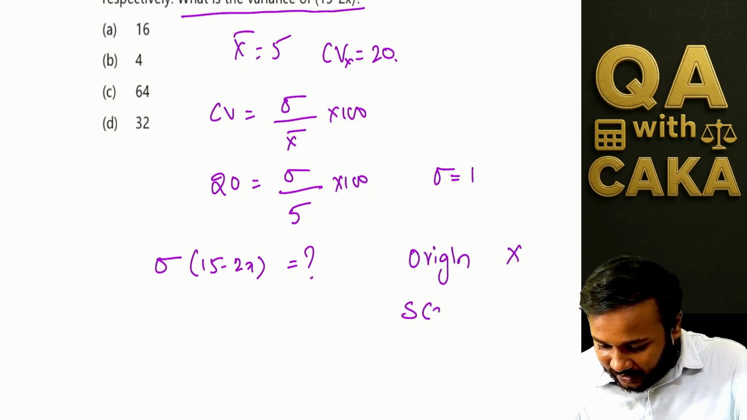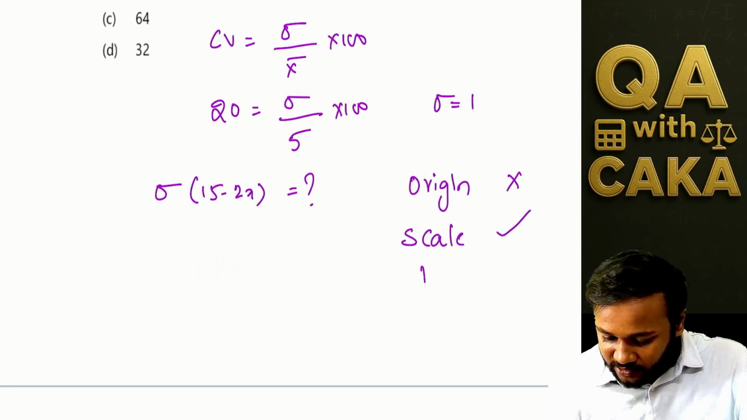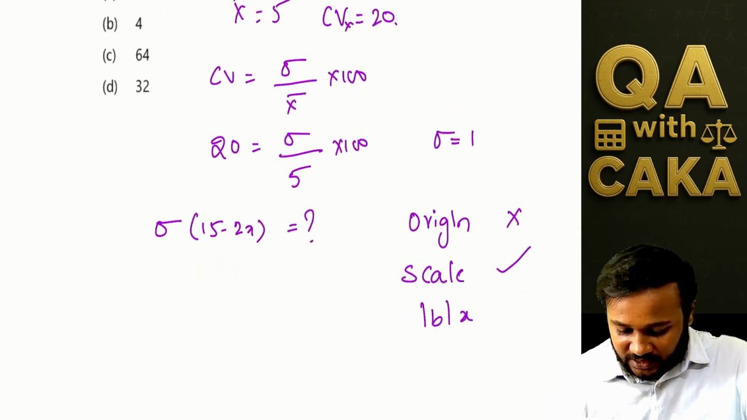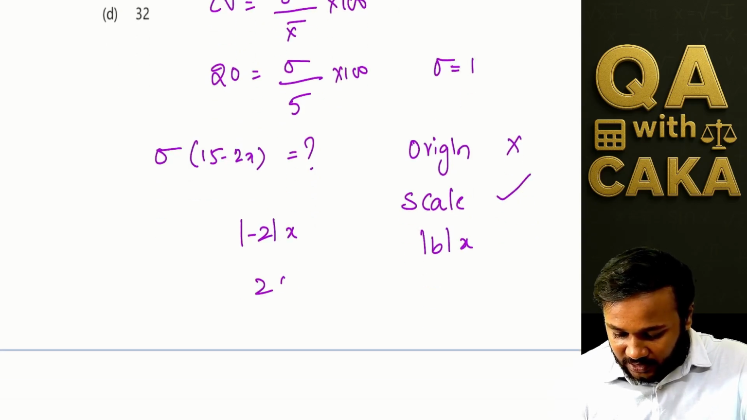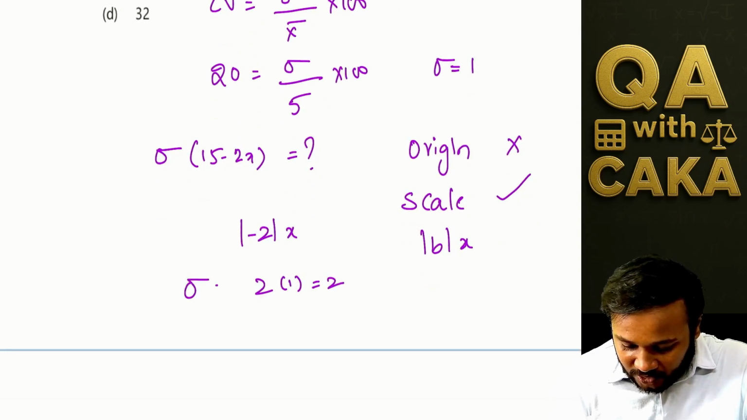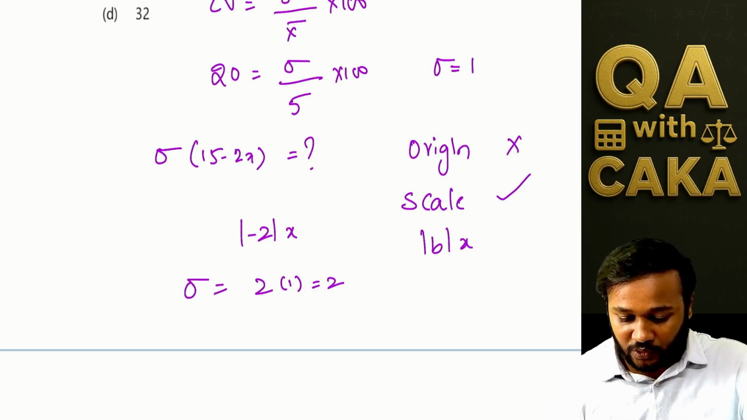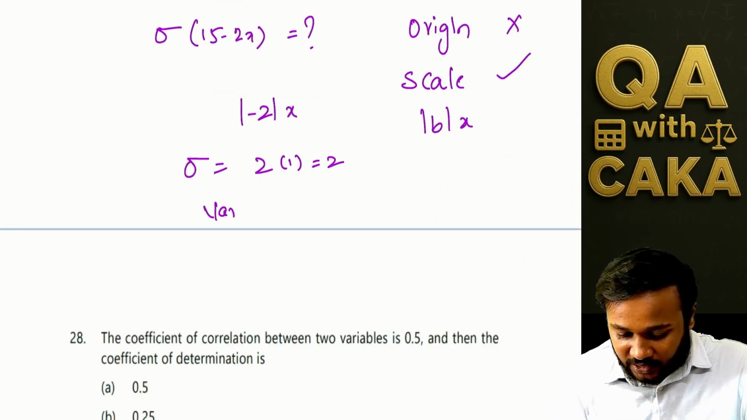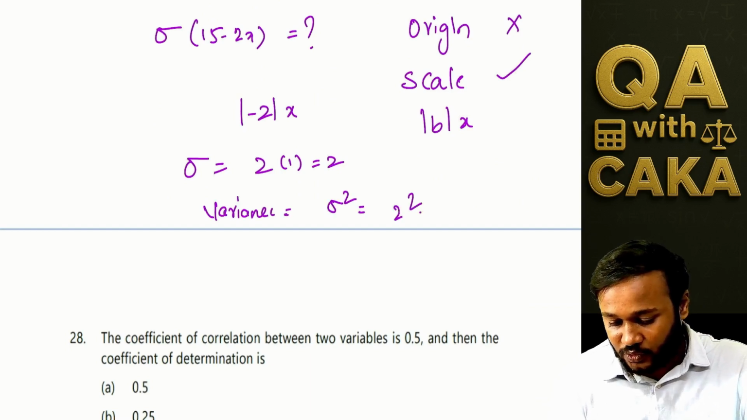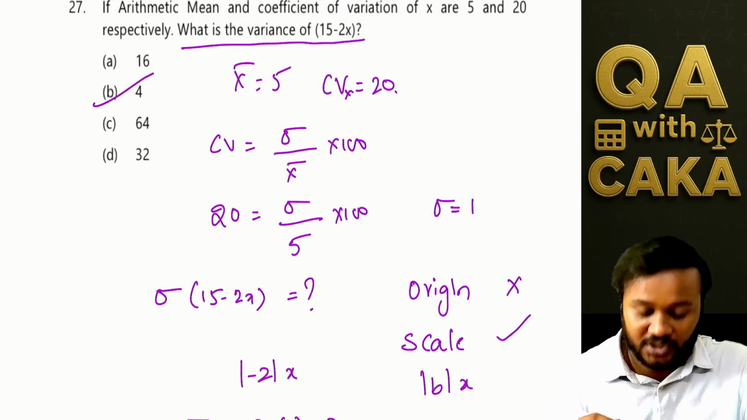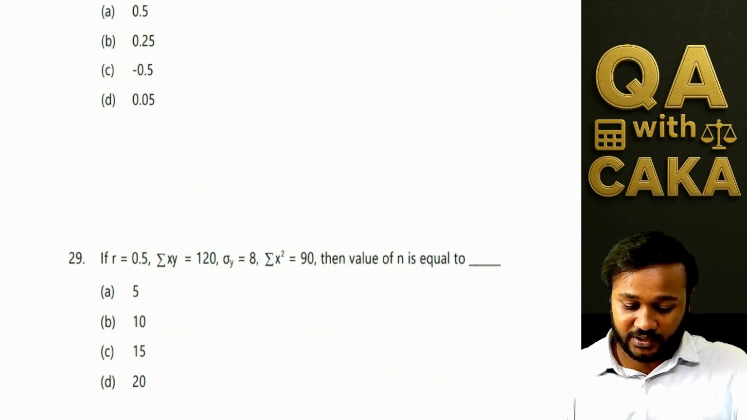No impact on scale? Yes, there is an impact, and there is a formula: mod b times x. In this case, it will be mod of minus 2 times x. So this will be 2, and x is 1, which gives 2. So the standard deviation is equal to 2. But the question is about variance. What is the variance? Standard deviation squared, which is 2 squared, which is 4. Option B is your right answer.